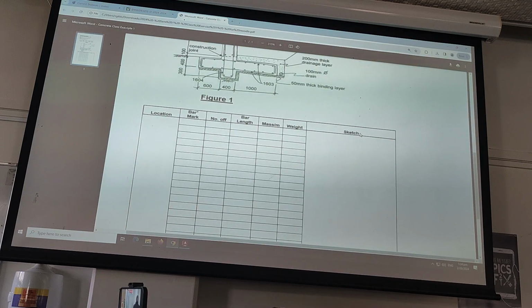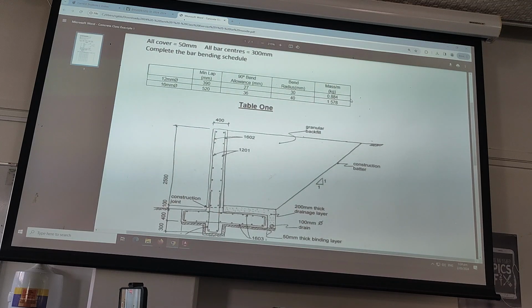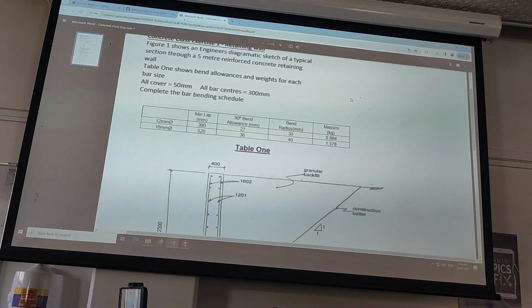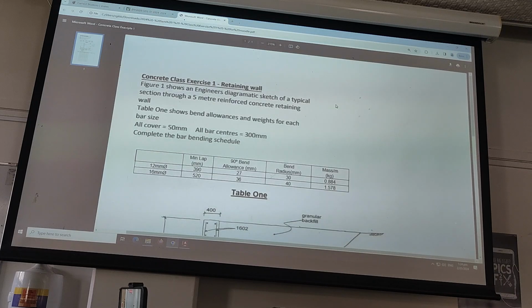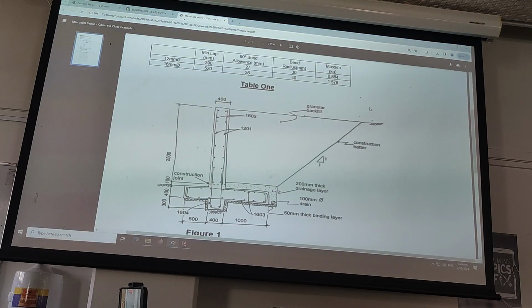How many of them are there? Well, it looks, Steve, that there's 2 of them. 4. But how long was the retaining wall? Retaining wall is 5 metres long. And there's 2 of those every 300 mils. So what's the calculation?